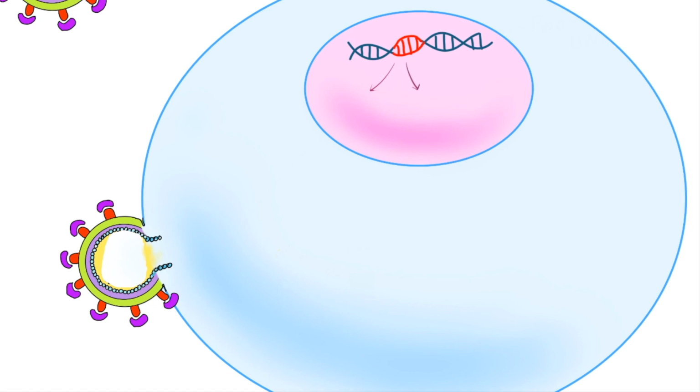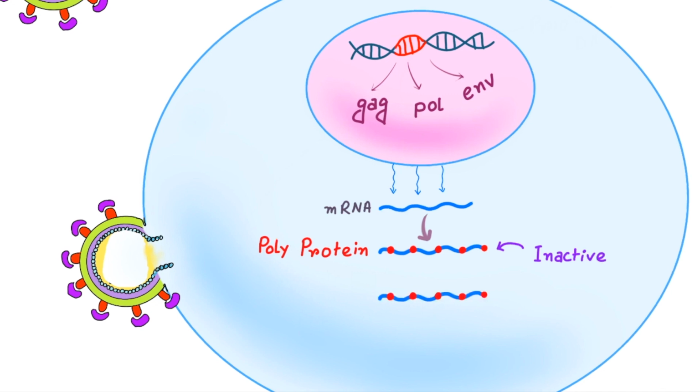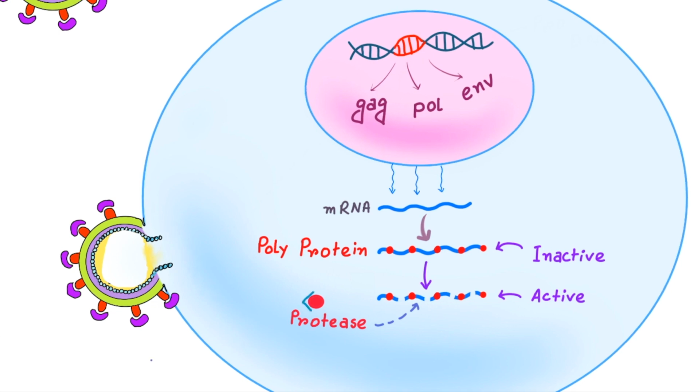Now here in this proviral DNA, three important genes are present. They are the GAG, POL, and ENV genes. They help in the formation of messenger RNA. From these messenger RNAs, some important polyproteins are made. These polyproteins are functionally inactive. To become active, they need to be cut into pieces. So a cutter enzyme is needed for that. This cutter enzyme is called protease. So without this protease enzyme, viral proteins will be non-functional.